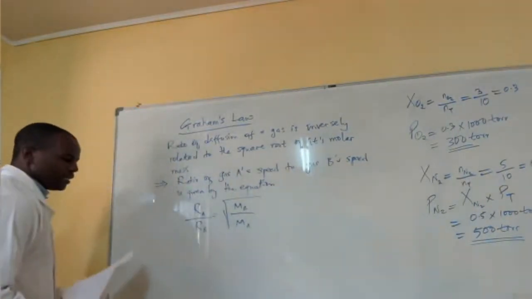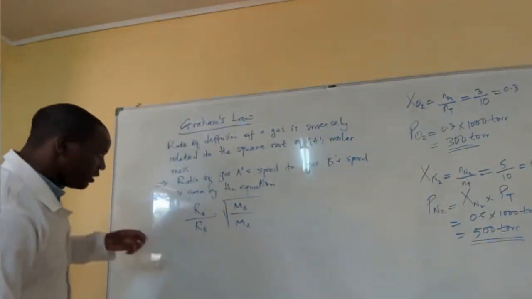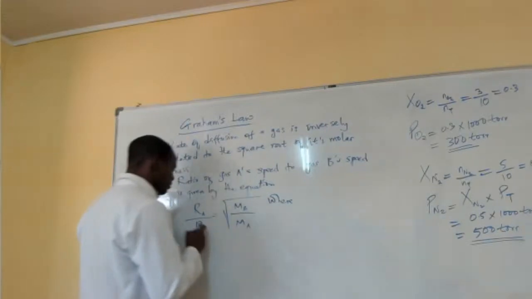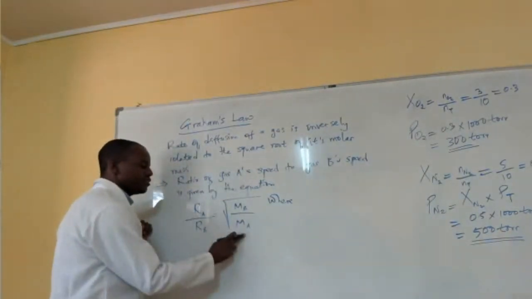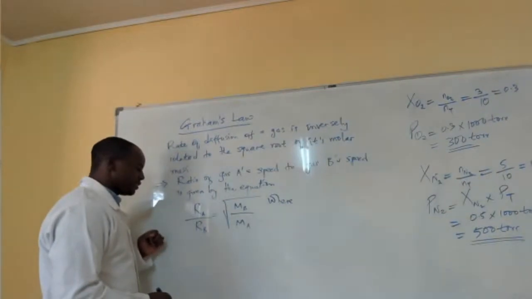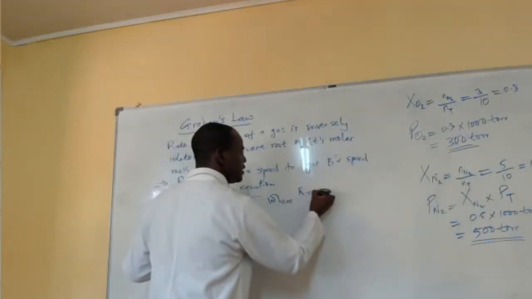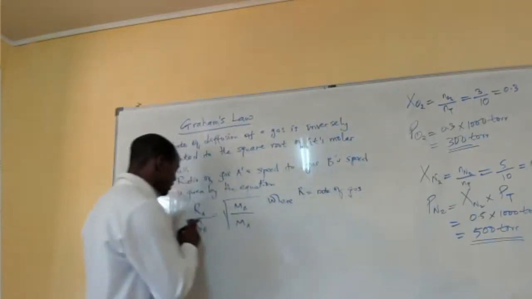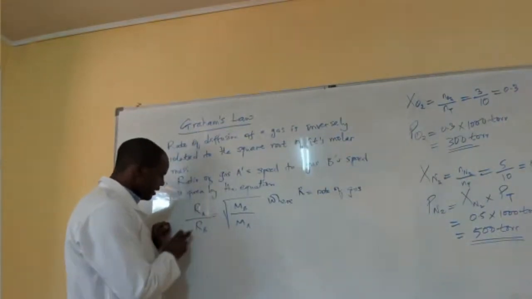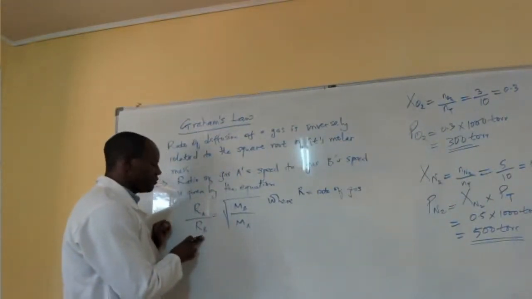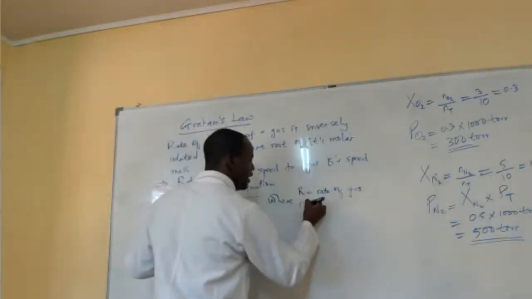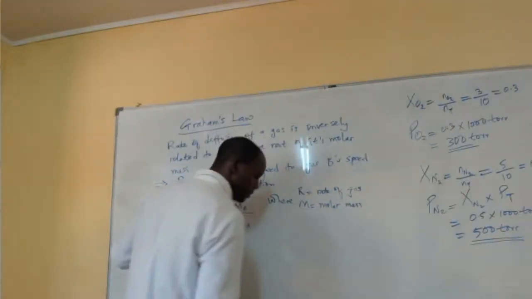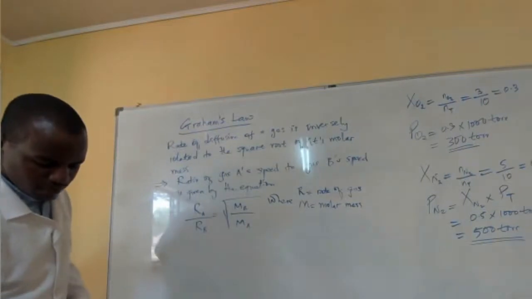Okay. Now you can see here that we have switched the masses and the rate. So here the numerator is A, here the denominator is the mass of A. So just take note of that. So we are saying where R is the rate of the gas. So in this case, RA is the rate of gas A, RB is the rate of gas B. And then where M, we are saying that this is the molar mass of the gas. Okay.